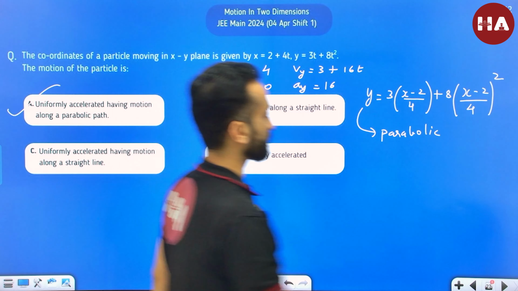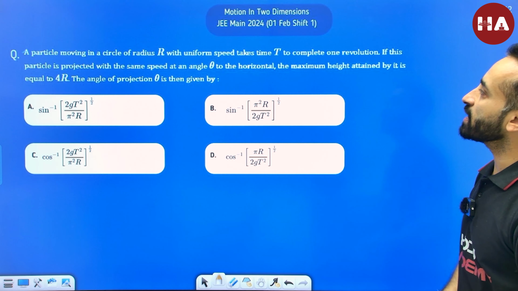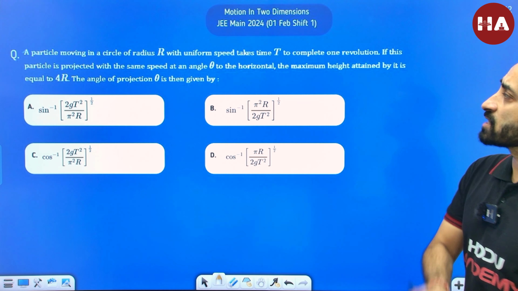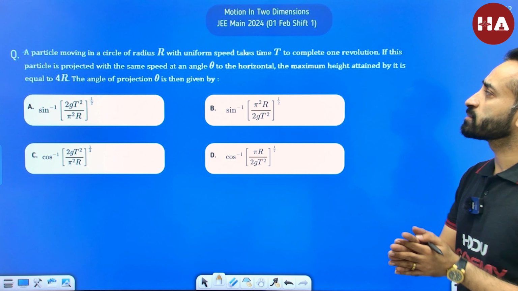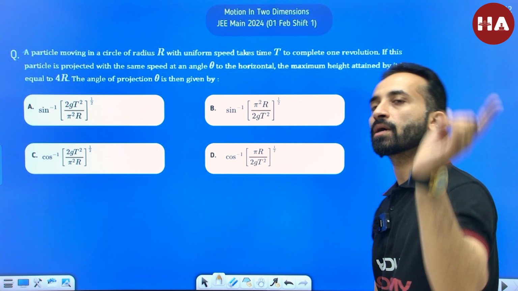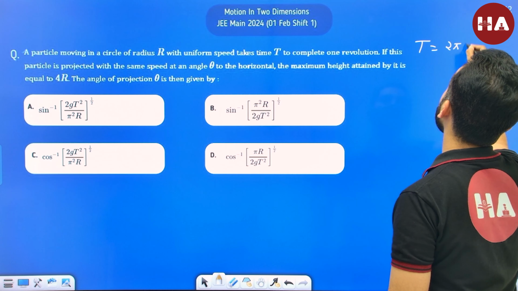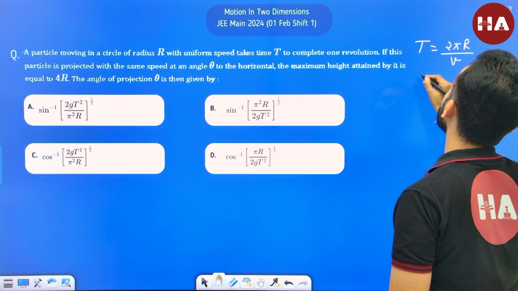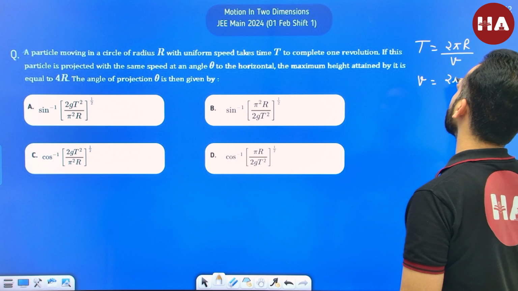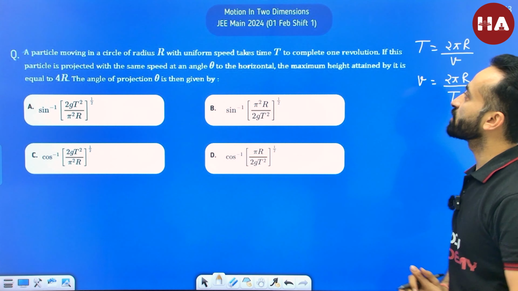Right students, so the next question. Next question is from 1st February shift 1. A particle moving in a circle of radius r with uniform speed takes t time to complete one revolution. So it's like time taken to complete one revolution. So t is of course 2 pi r over v. So we can write v equals 2 pi r over t. That's the first thing that we can note here.